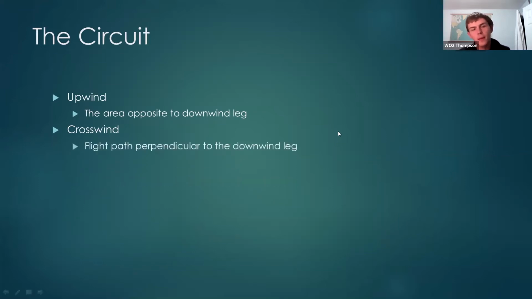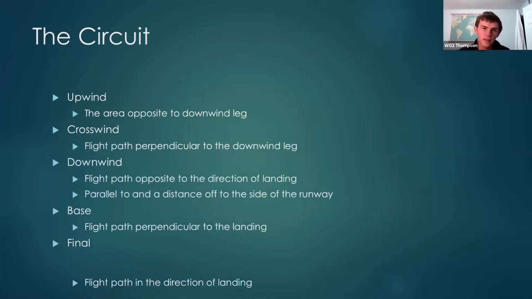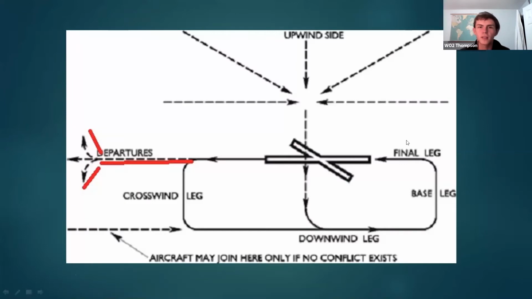So upwind, crosswind, downwind, base, and then final. There's a good picture here. So upwind is on the opposite side of the runway where you do your circuit. And you have your downwind leg, and you turn left at your base leg, and then left onto final. Then you can land. So that's when you're trying to land.